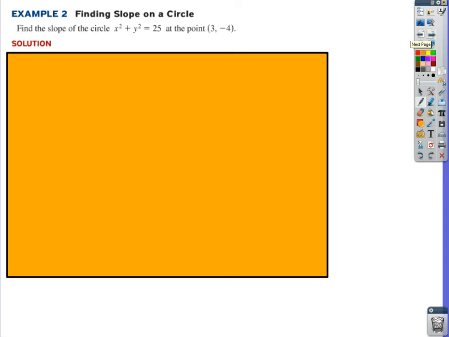Alright, so here we go. They said find the slope of the circle x squared plus y squared is equal to 25. Alright. So let's do that. At the point 3 comma negative 4. So let's do that. We're going to do it implicitly.